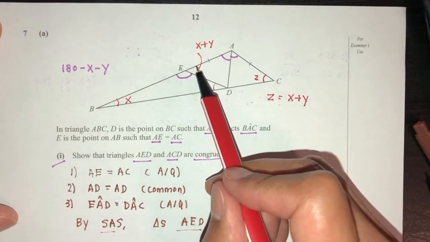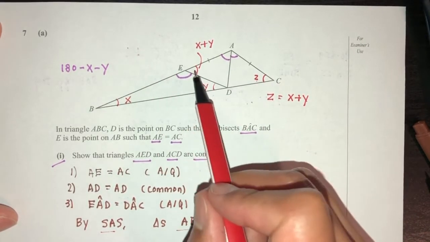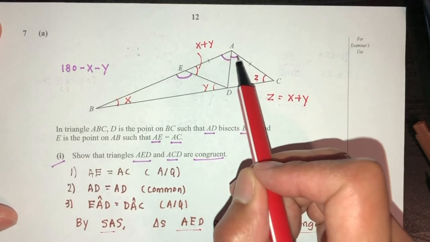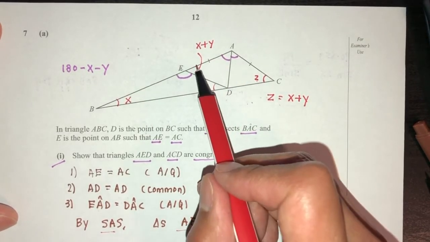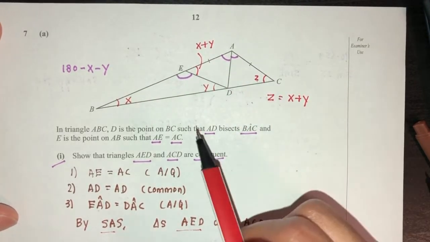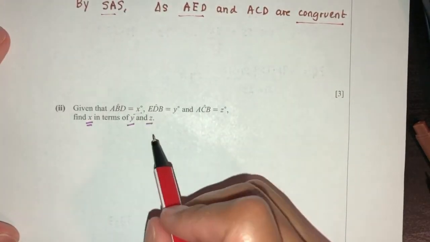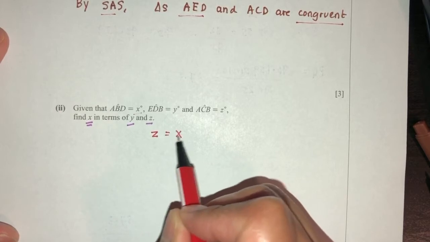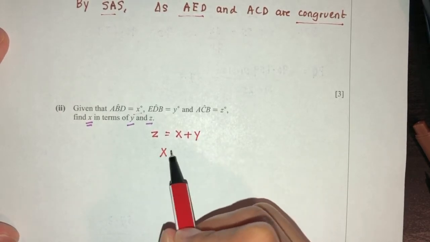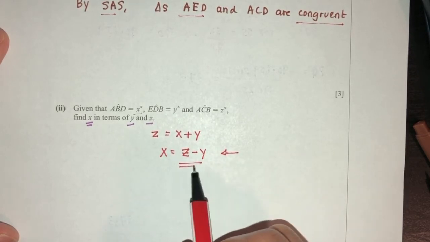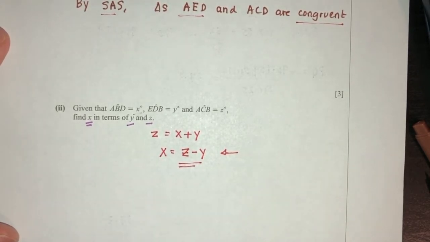The reason why it's the same is because these two are the same and these two sides are the same as well, and these angles are the same. That's why this angle and this angle are the same. So z is equal to x plus y. So finally we have this equation. So x is equal to z minus y. That will be expressing x in terms of y and z.